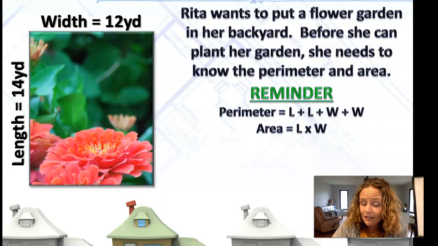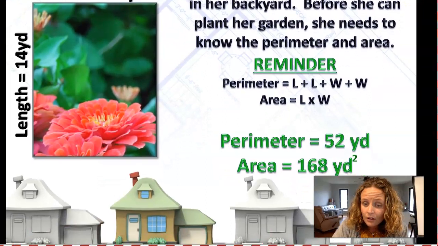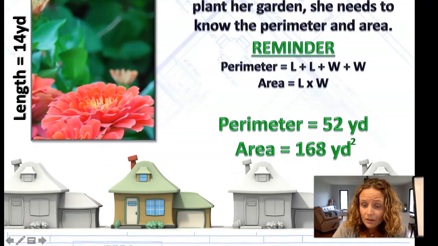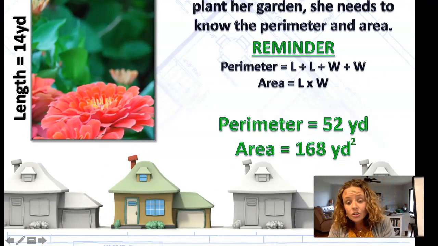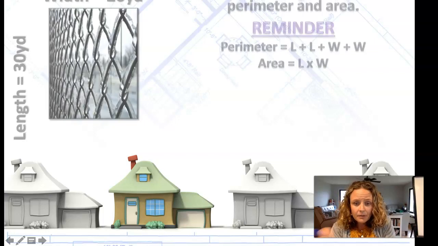Nice work. Let's take a look and see if we are correct. 52 yards for perimeter, 168 yards squared for area. We are in the business. Here we go. Next problem.